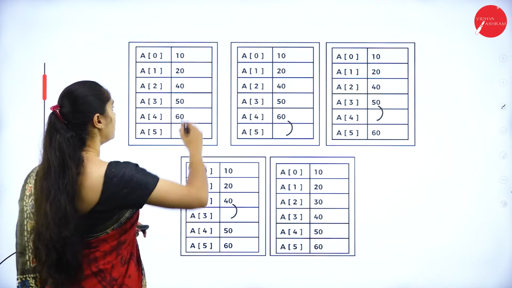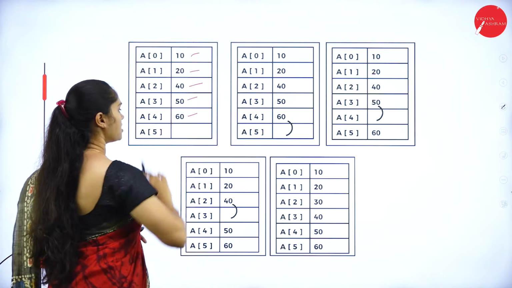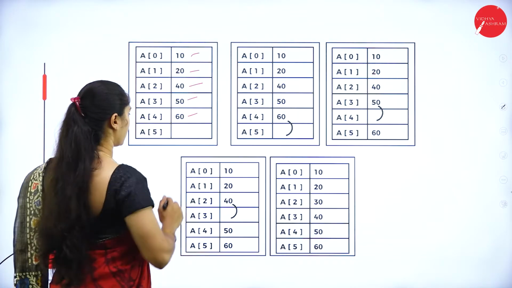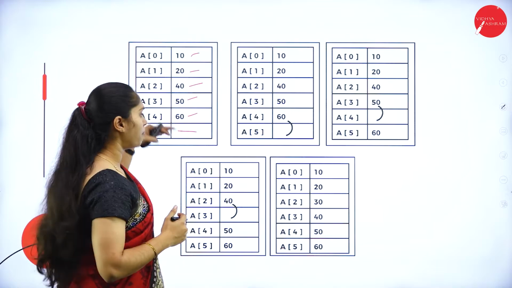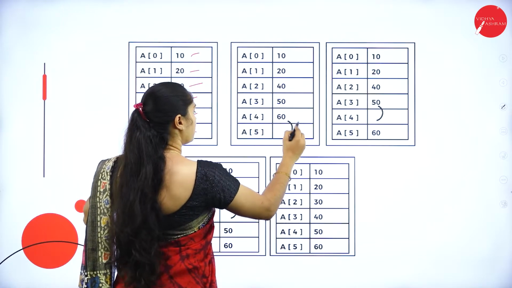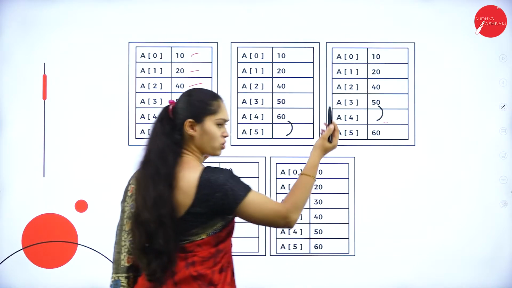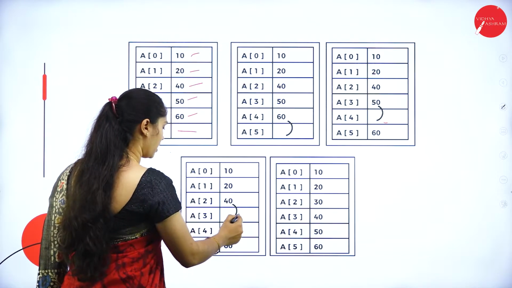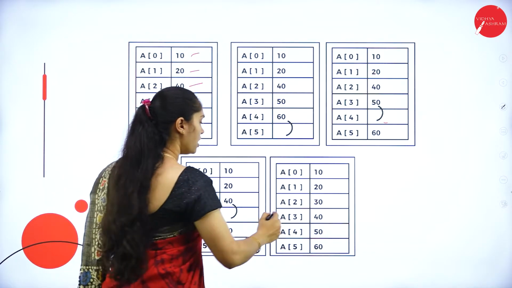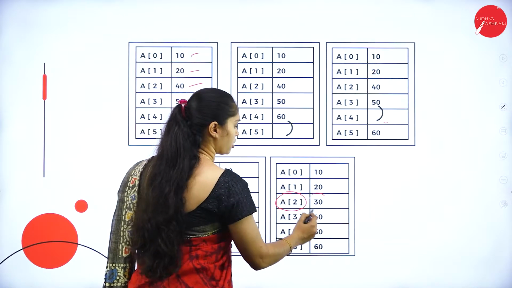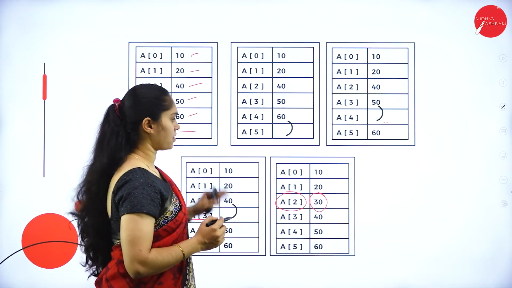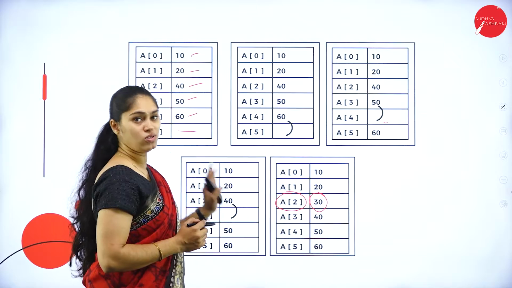You can see here 10, 20, 40, 50, 60. This is the initial state. So now the position after 60 is blank, so that 60 element will be pushed here. In the next position, 50 comes to position 4 and 40 comes to position 3. So now this position 2 is blank, and that will be filled by this 30. This is how insertion takes place.